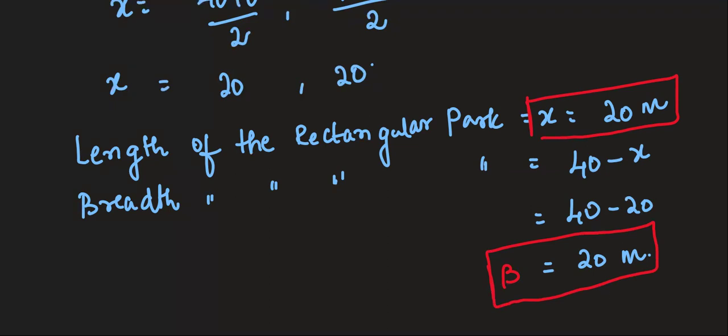So length of the rectangular part will be 20 and the breadth of the rectangular part will also be equal to 20. Fine. Hope this video is clear and hope the answer and the explanation is clear.